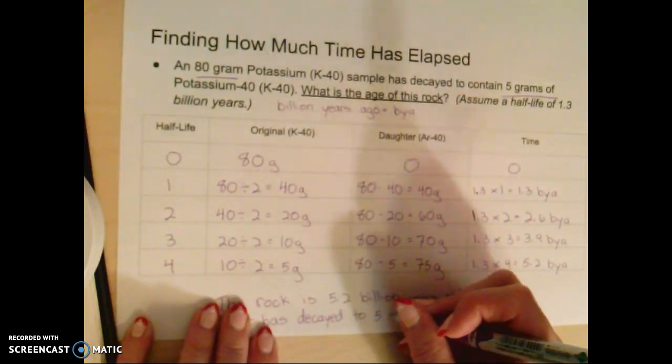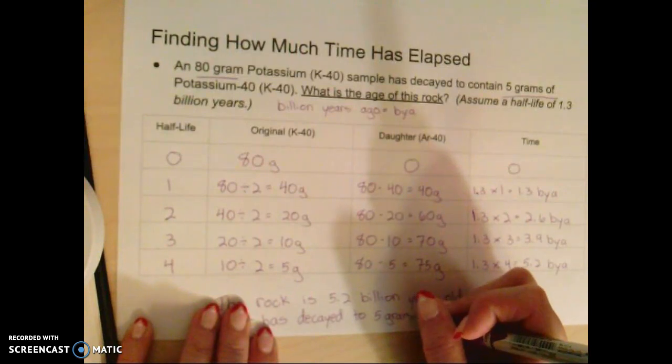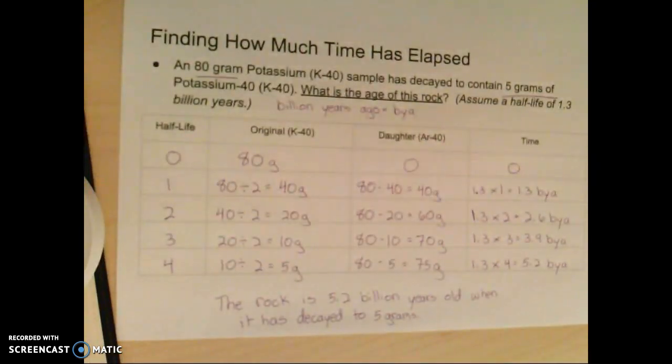to 5 grams. Now, biggest mistake students make is they do all this work right, and then when they write their answer, they forget to put billion years. So please don't let that happen to you.